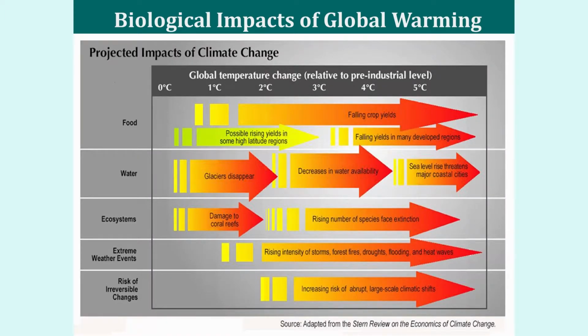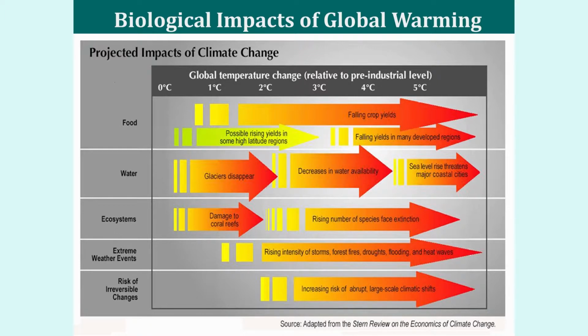Shown here is a quick diagram which highlights some of the general impacts of climate change and increased temperatures. We might not appreciate that 1 degree centigrade increase in mean temperatures, the consequences that it might have. So shown here for availability of food and crops, for availability of water, effects on ecosystems, extreme weather events, and the risks of irreversible changes.